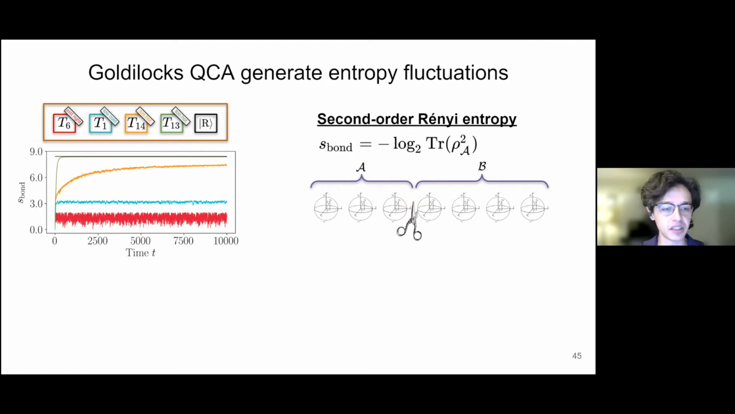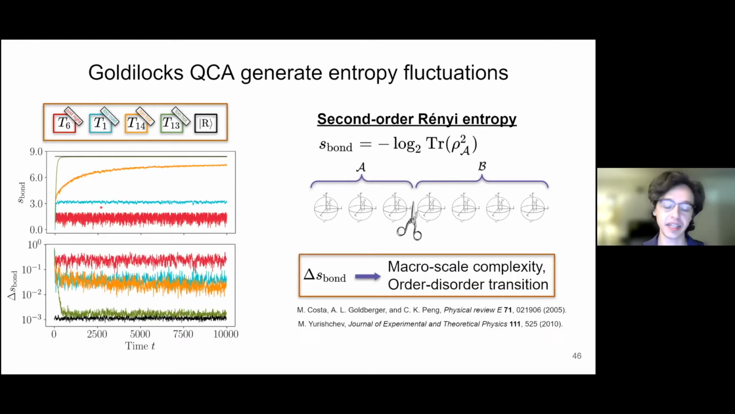We notice that the Goldilocks rule has the lowest overall value, but dramatically the largest variation. And that's what we want to quantify in particular, again, the fluctuations in entropy. These fluctuations in entropy have been found to characterize macro scale complexity. In this paper here, they looked at fluctuations in entropy, I believe in the mixing of airways in mammal lungs, so related to biology. And also large fluctuations of disparity have been found at the order-disorder phase transition in a quantum Ising model.